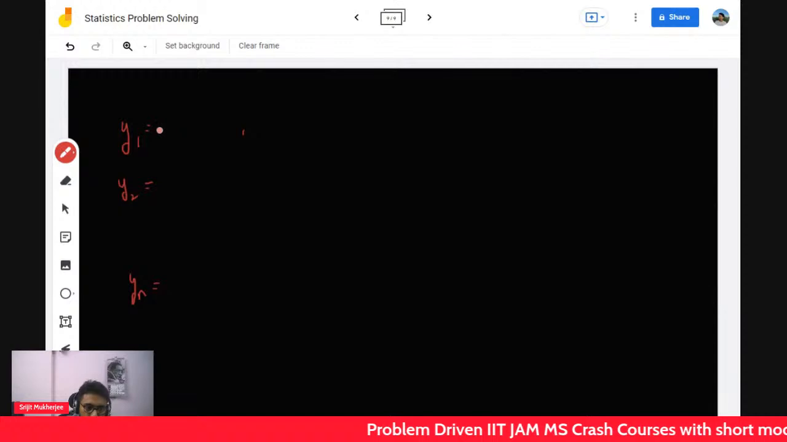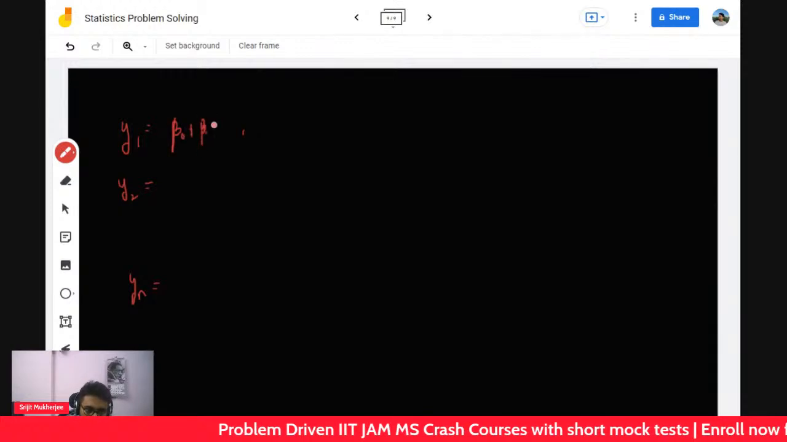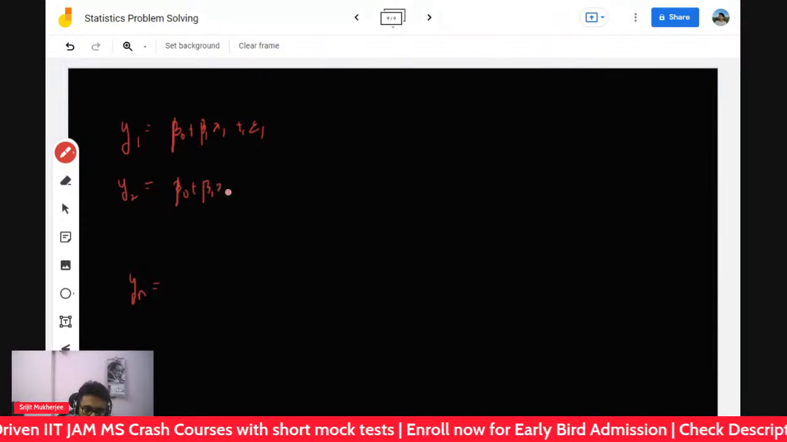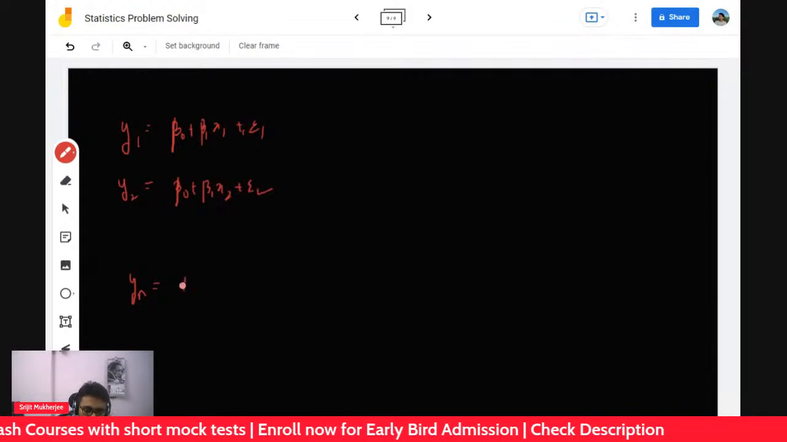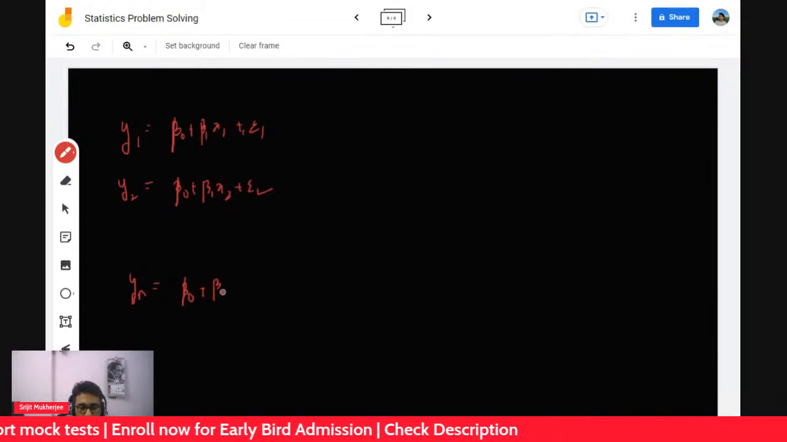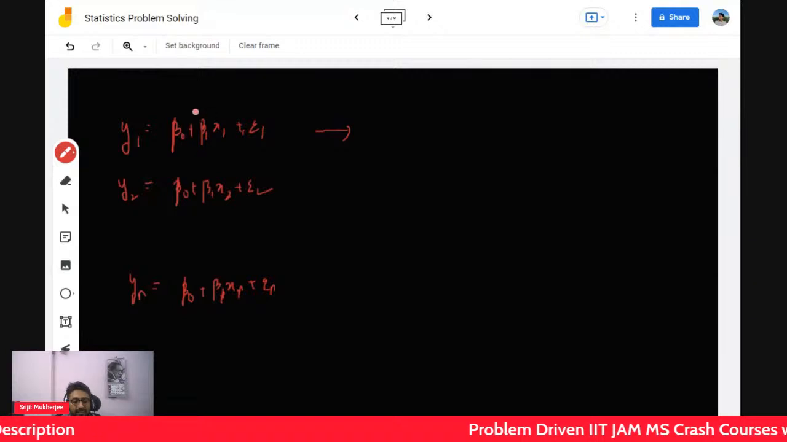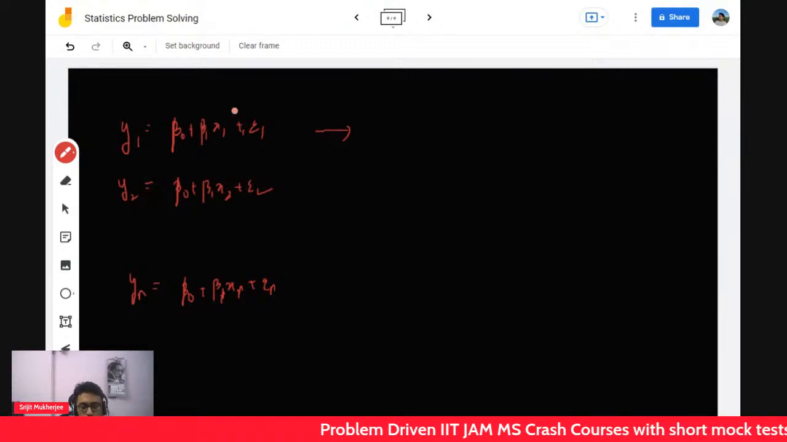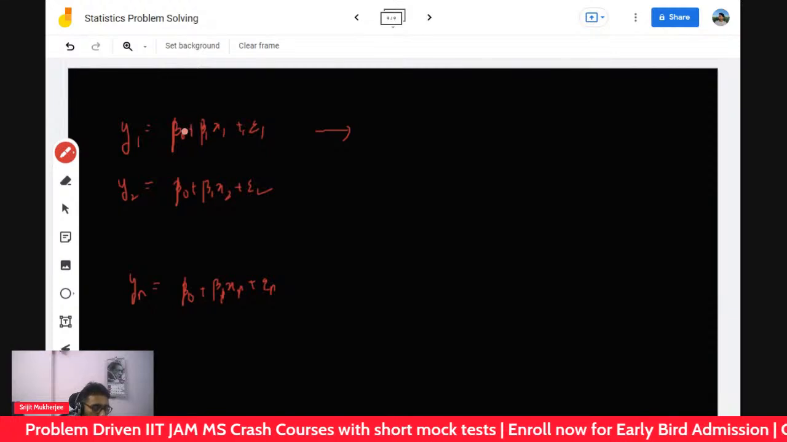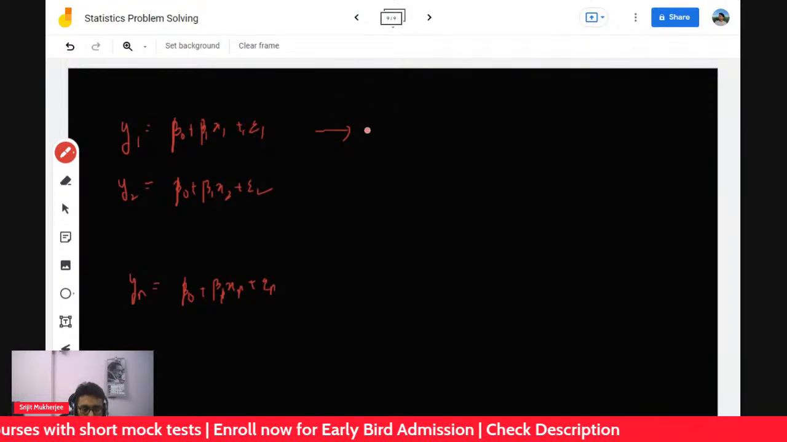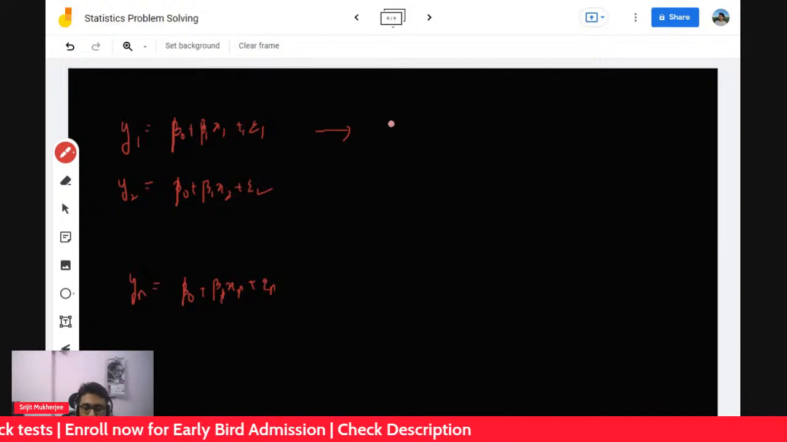So you can also write that as beta naught plus beta 1 x1 plus epsilon 1, beta naught plus beta 1 x2 plus epsilon 2. We'll be teaching this again after this IIT. The idea is that we want to find the closest possible value from beta naught to the beta hat. What is the closest possible value?